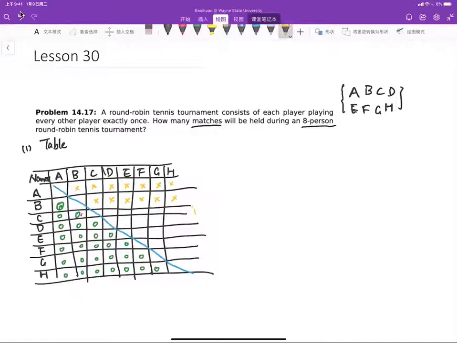And so on, but you only choose one of them, right? Because we only count the game once. If you put both the circles and the crosses, then that means you count one game twice, right? So that's why we use either the circles or the crosses only. Right, so let me erase them.